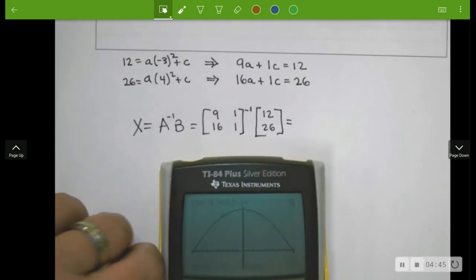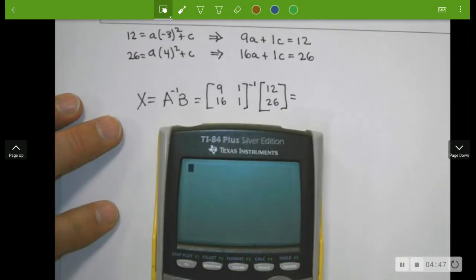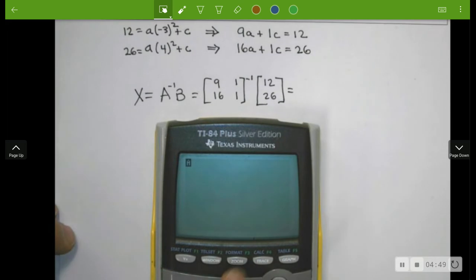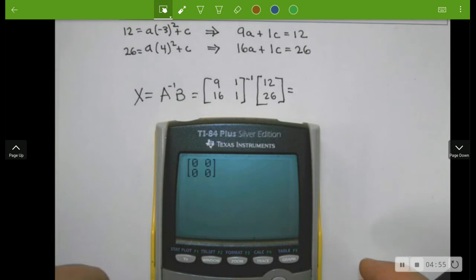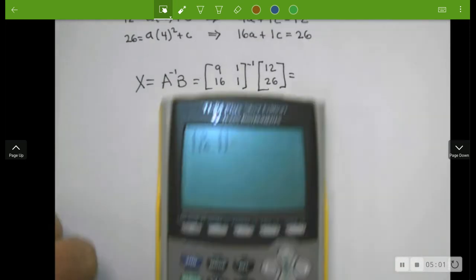I'm going to quit to the home screen here. Okay, alpha zoom 2 by 2 and set up a matrix with 9, 1, 16, 1. Touch your inverse key. It's right here.